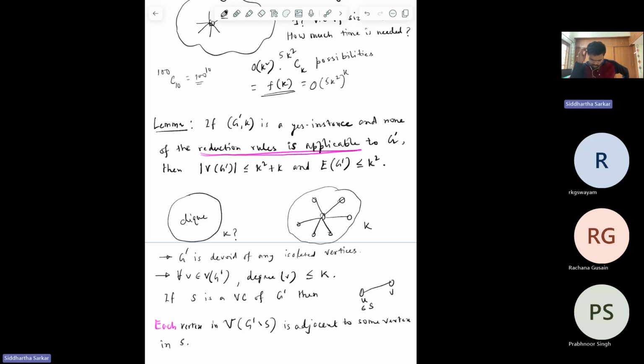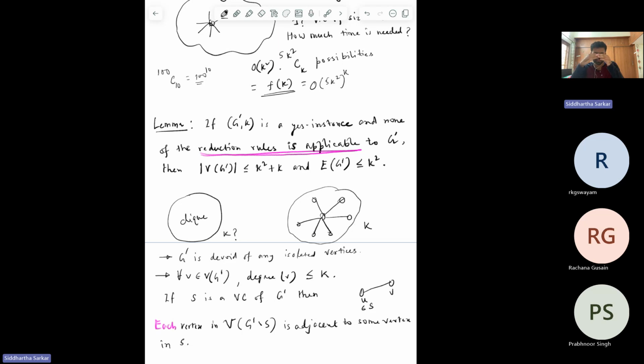Just give me one minute. So S is a vertex cover in G dash, so all these vertices are in the vertex cover. Now I'm looking at a vertex which is not in the vertex cover, but at the same time is not adjacent to any of the vertex cover vertices. Then it has to be isolated, but by assumption there is no isolated vertex.